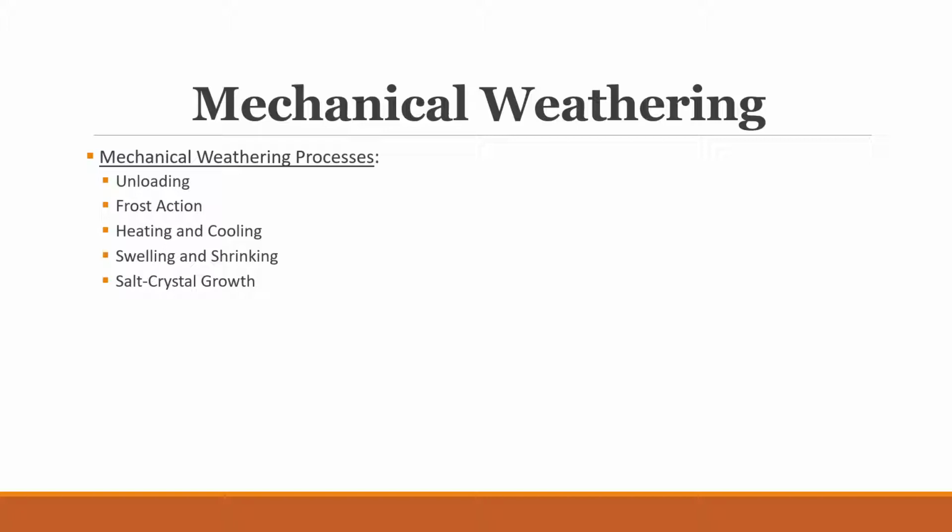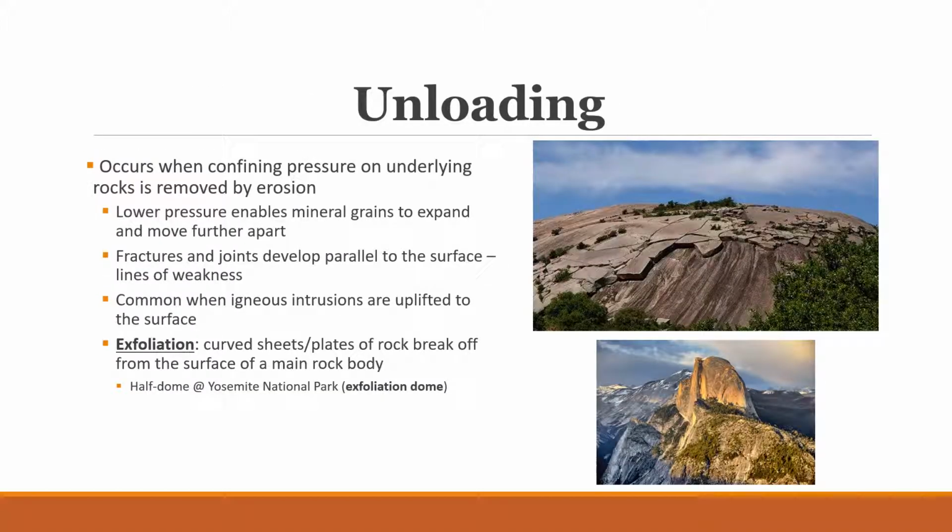We'll start out looking at 5 different mechanical weathering processes: unloading, frost action, heating and cooling, swelling and shrinking, and salt crystal growth. Unloading is a mechanical weathering process in which we have one body of rock that at one point in time was buried under a lot of material which exerted a great pressure on that rock, and through some process that overlying material was removed and the underlying rock is now expressed at the surface. So the pressure has been reduced on this rock body.